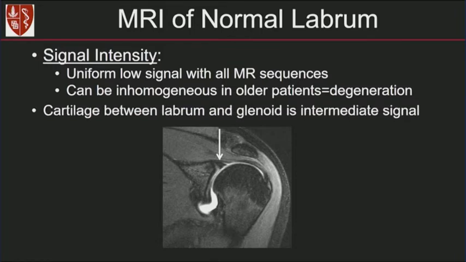The cartilage between the labrum and the glenoid is intermediate signal. So here you can see this normal cartilage undercutting underneath that labrum, and this should not be misinterpreted as a labral tear.